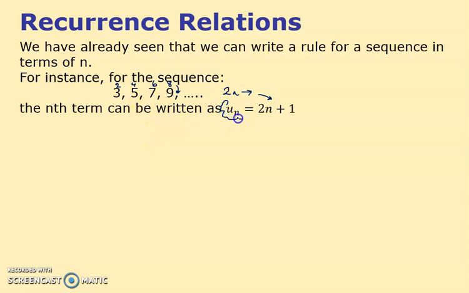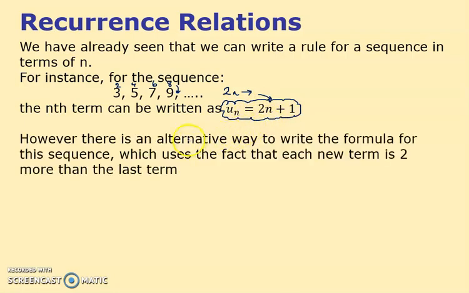Right? And when you write this, it says un equals, and you'll notice on the right hand side is n, with some kind of rule to do with it. So it might be n squared. In this case, it's 2n plus 1. However, there is this alternative way of thinking about this, and it comes back to the idea that you look at this and you go, oh, it goes up in 2s.